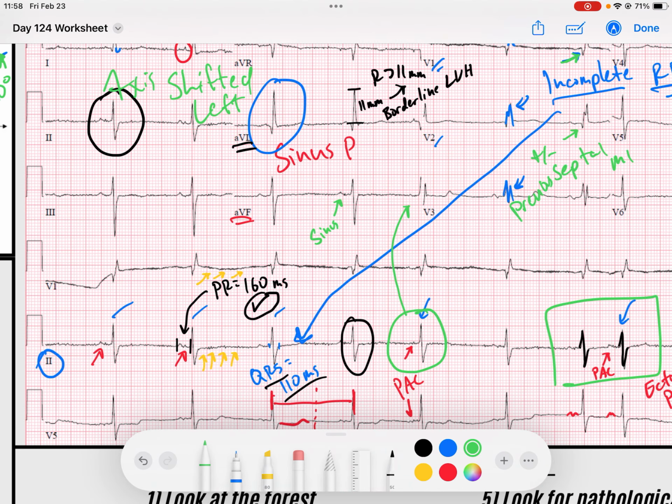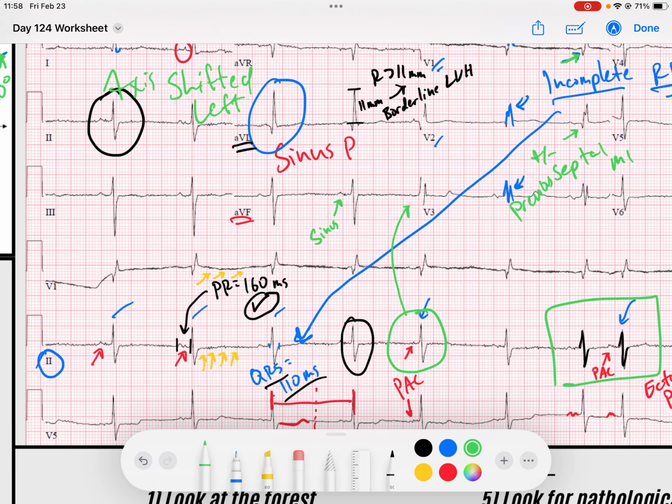So let's put this all together. What do we have? We have a sinus rhythm. What is our rate? Well, we didn't even calculate the rate. Let's do that now. Here's our solid line QRS. We've got 300, 150, 100, 75, 60, just under 60, probably 55 beats per minute.